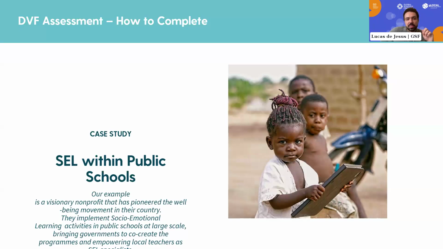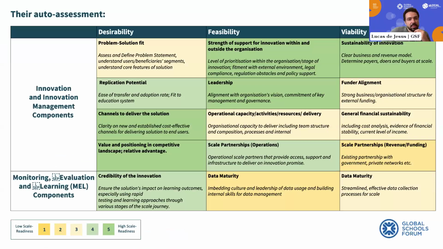And just to give you a quick example, we have an organization working with social emotional learning with governments. Please go to the next slide, Habeeb. It's a real case of an organization that does strong government partnerships, empowering local teachers to conduct SEL activities with students. They are reaching a large scale in their country, and they self-evaluated the organization in this way.